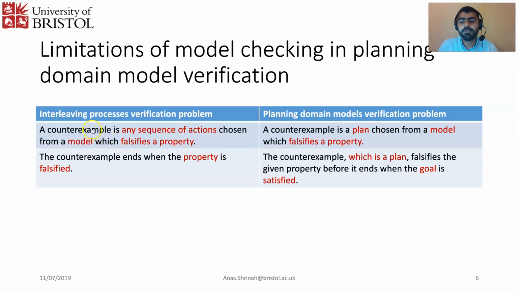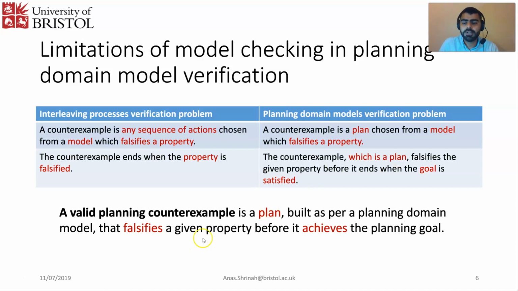The idea is that a counterexample for interleaving processes is any sequence of actions chosen from a model that ends when the property is falsified. Whereas a counterexample for a planning domain model must be a plan chosen from a planning domain model that falsifies the property, and because it's a plan, it ends when the goal is achieved. From this difference, we can derive an informal definition of valid planning counterexamples. Basically, it's a plan built from a planning domain model that falsifies a given property before it achieves the planning goal. A more formal definition with some more proofs is provided in our paper.